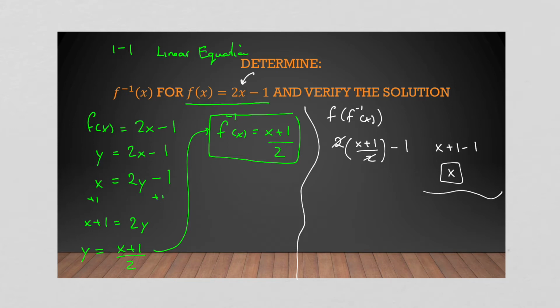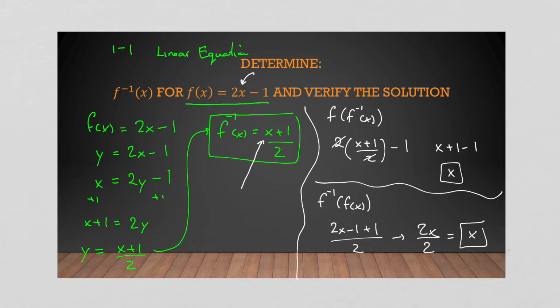So far so good. But now we have to check what happens when we throw our original function into our inverse function. And in this case, we're throwing the 2x minus 1 in for the x here. So we have 2x minus 1 and then plus 1 over 2. Well, that gives us 2x over 2, which, yes, please, x. So we are good. We get that x equals x, we know we have an inverse, and we are done, we are happy.